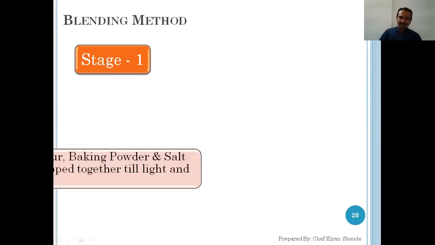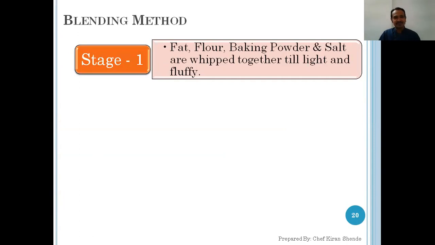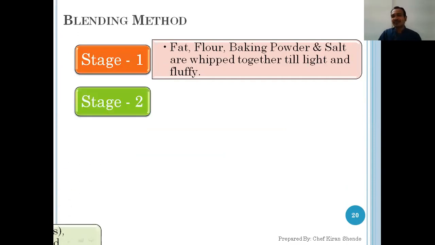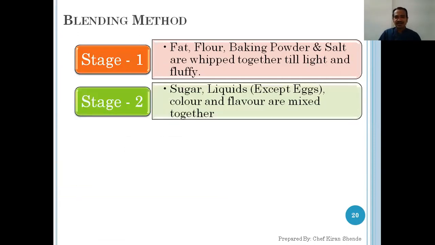The third method is the blending method of cake making, wherein the fat, flour, baking powder and salt are whipped together in a planetary mixer till it is light and fluffy. You can even use a hand blender to do this method.